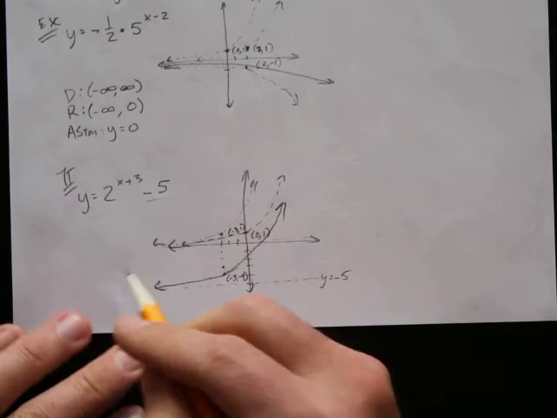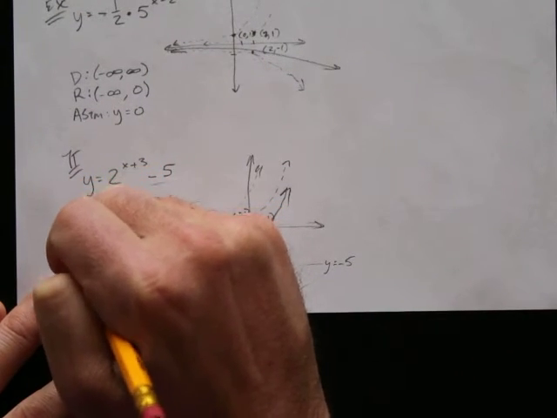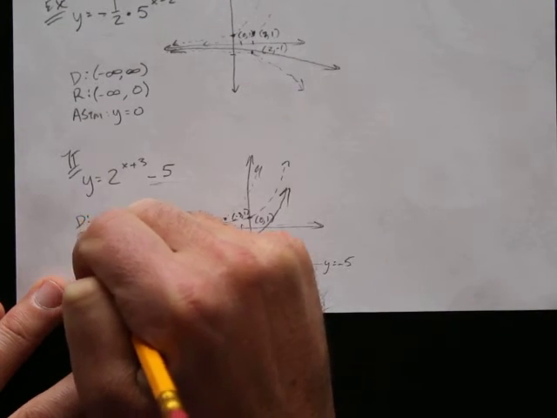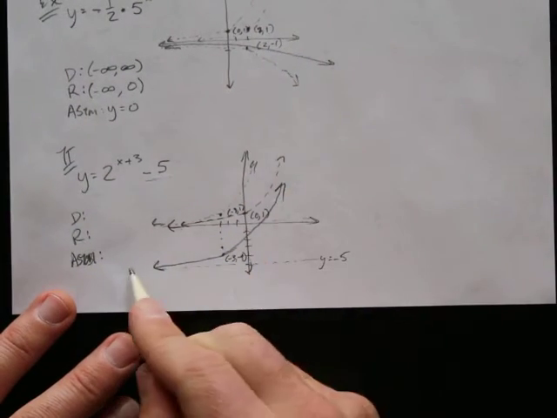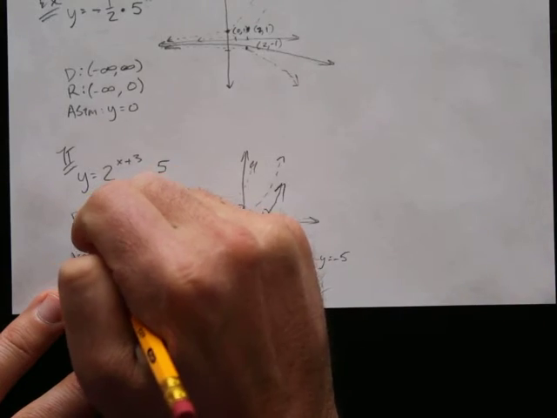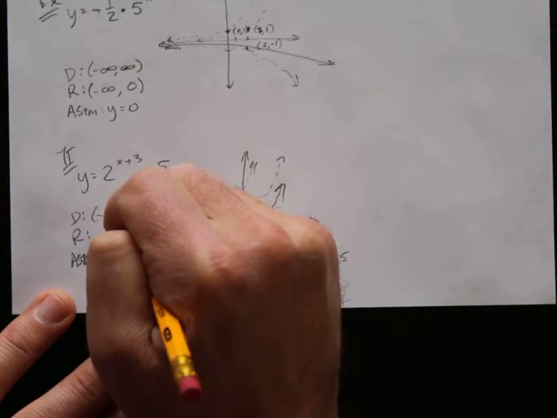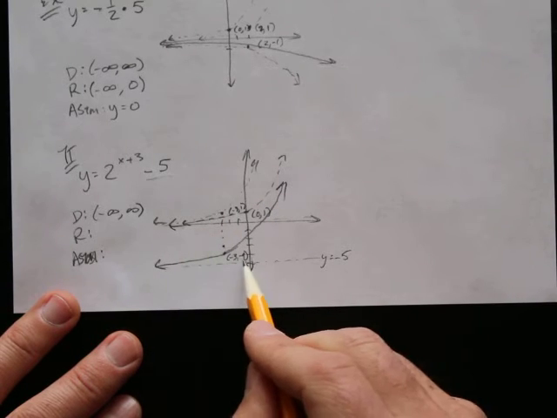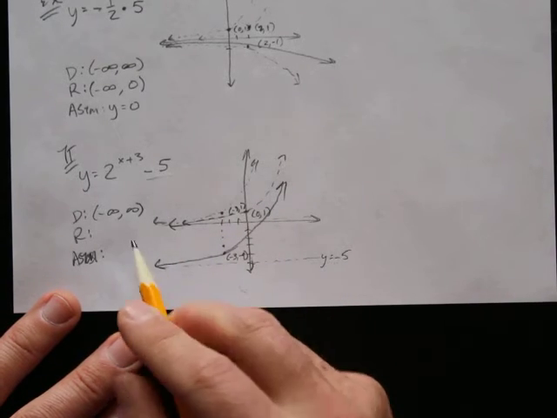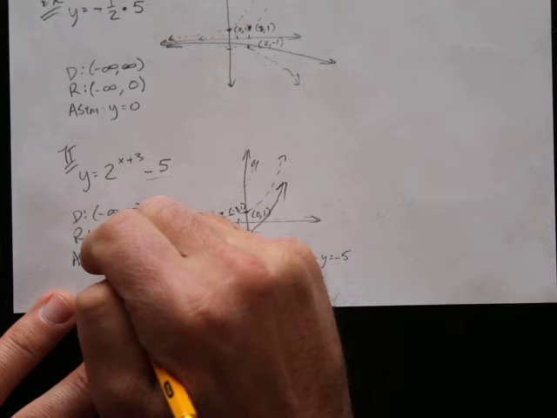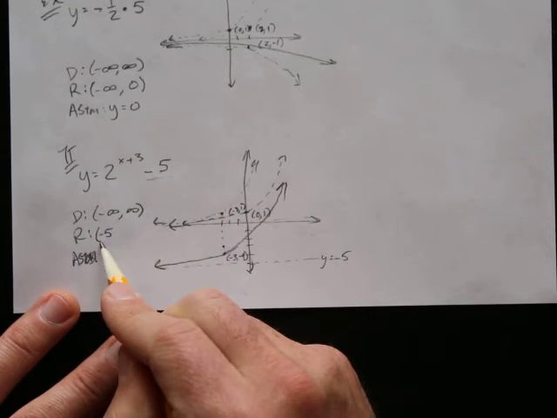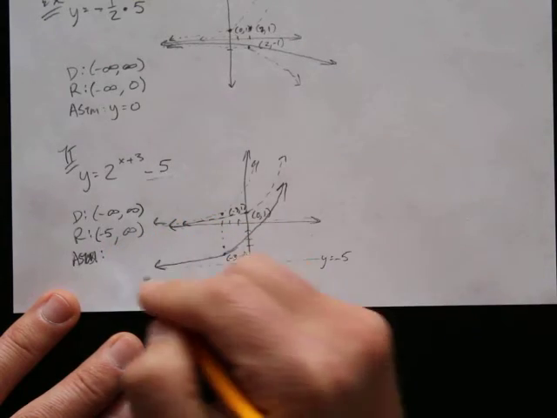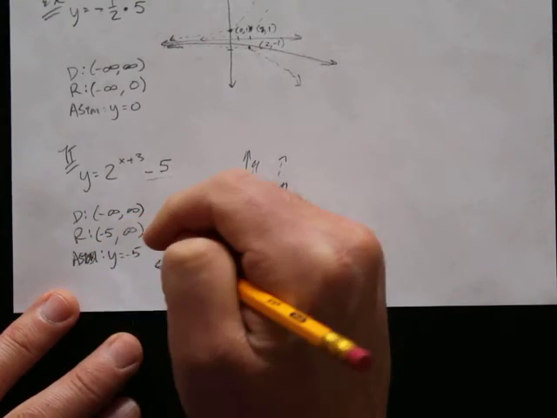Okay, so domain, range, asymptote. The domain goes all the way to the left, all the way to the right, so I know it's negative infinity to positive infinity. And then my range starts at -5, but not quite, it's almost to -5. So we put the soft bracket, goes up to infinity, and my asymptote is y equals -5.